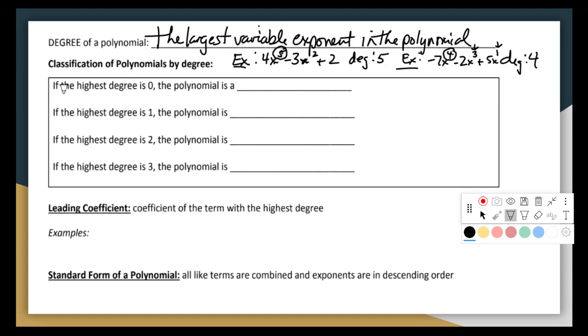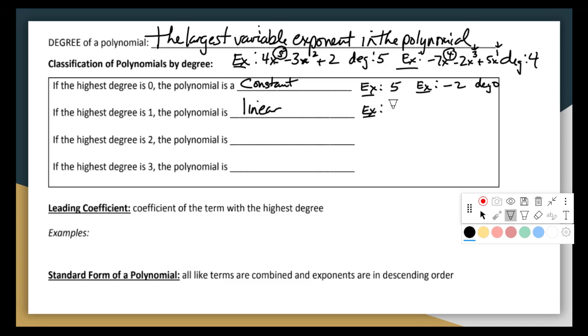Now, we have names for the degrees of a polynomial. If your polynomial is degree 0, the polynomial is called a constant. Here's an example of a constant. 5. There are no variables, so there's no variable exponents. Here's another example. Negative 2. There's no variables, there's no variable exponents. These are considered degree 0, and their name would be constant. If the highest degree is 1, the polynomial is considered linear.